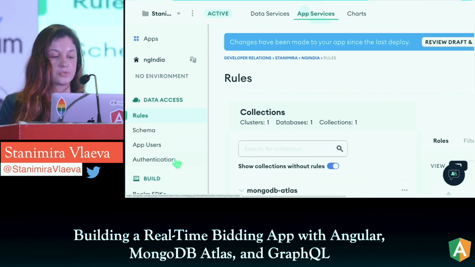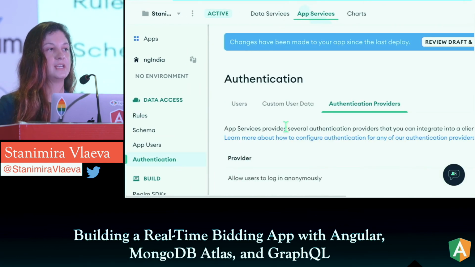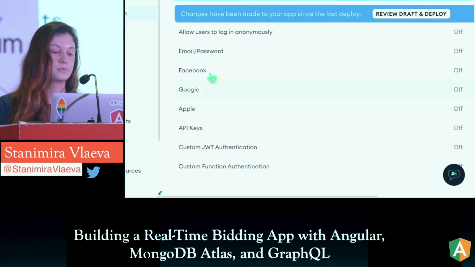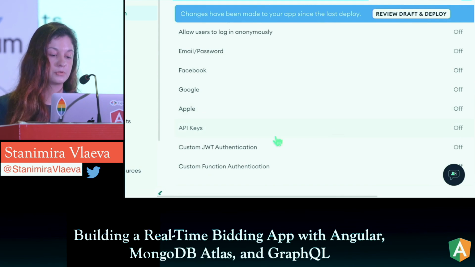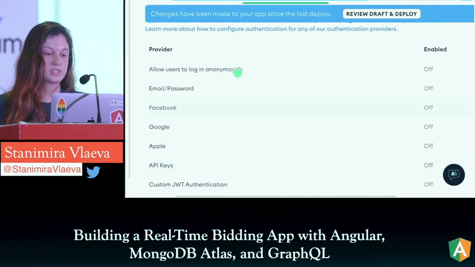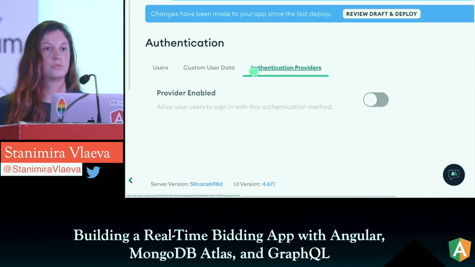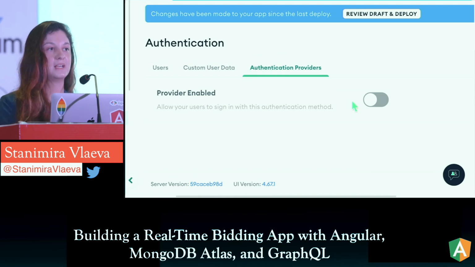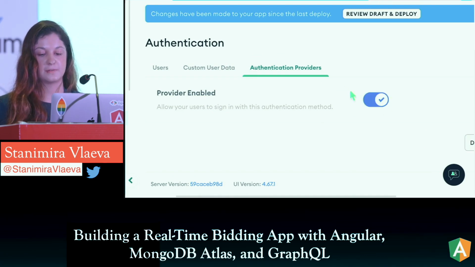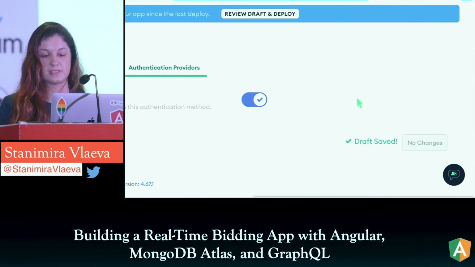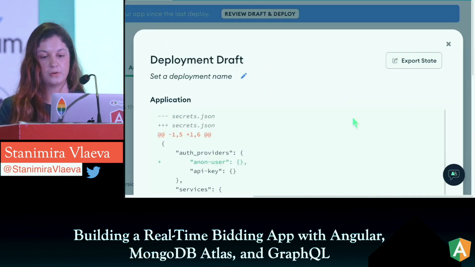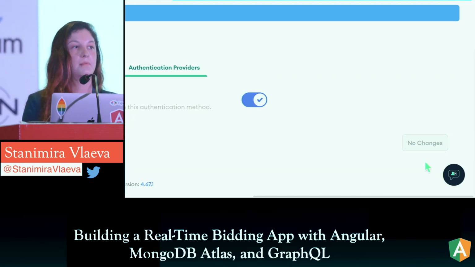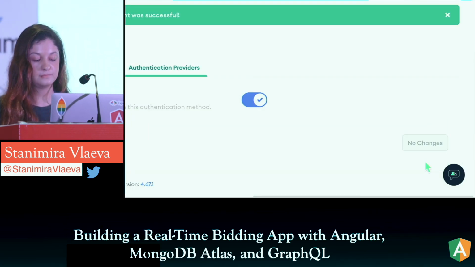And then I will also enable some authentication. We've got different authentication providers: email, password, Facebook, Google, API keys, JWT. For now, we will just enable anyone who opens the website to be able to sign in, to be able to connect to this backend service. So we're going to save that, finally review and deploy, and this is everything that we need to do for our backend. It's done.